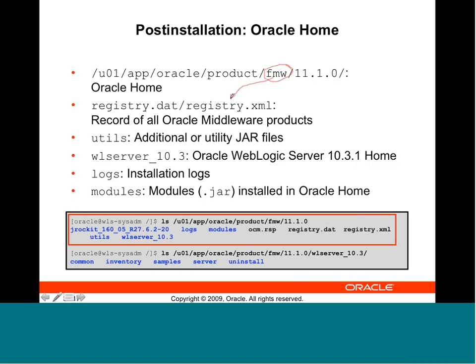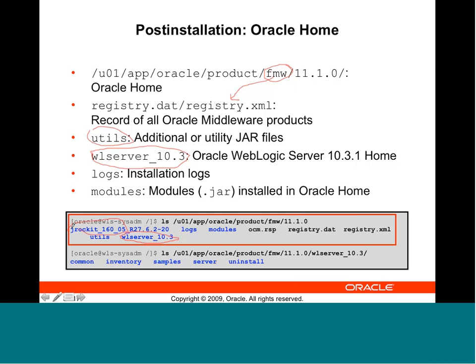You may have others also apart from WebLogic Server. Now utils contains some extra utilities, and this is the home directory where you will have your containers. Then logs contains the installation log, and modules contains JAR files, which will be used by the rest of the WebLogic services. Right? Just go and check it. If you see ls, you will get common, inventory, sample, server, and here when you go to FMW, you will get a very important one, WebLogic Server, and also JDK.